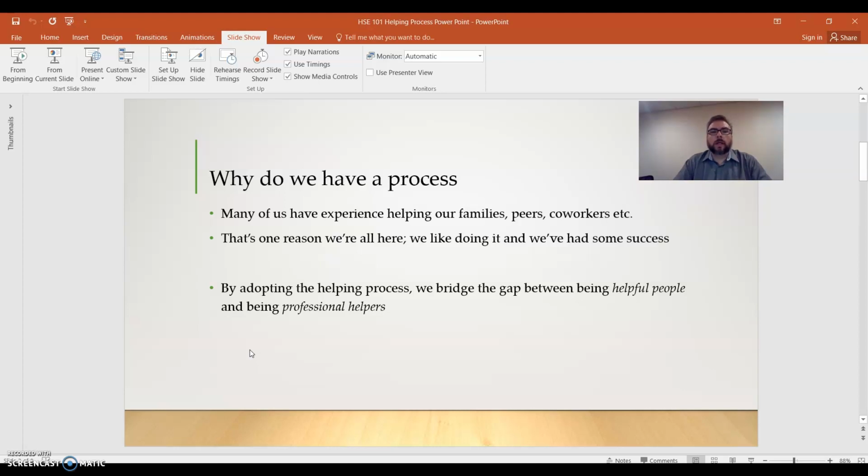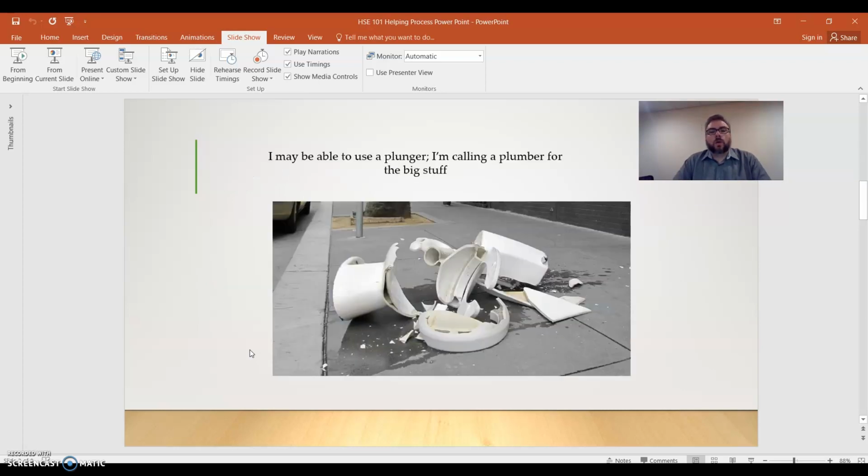What we want to do by adopting this helping process and understanding how to do this is bridging the gap between being good helpers, helpful people, and being professional helpers. What's the difference? Home improvement. I can fix a clogged toilet. I can use a plunger. That's probably, and I can fiddle around a little bit with the chain. I know how to jiggle the chain, right, if the toilet isn't flushing the right way.